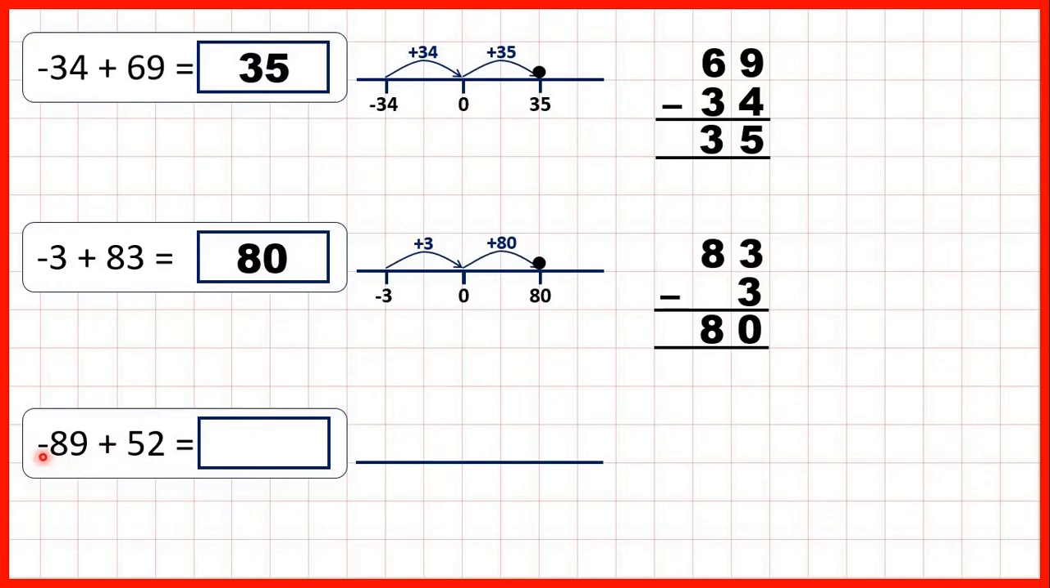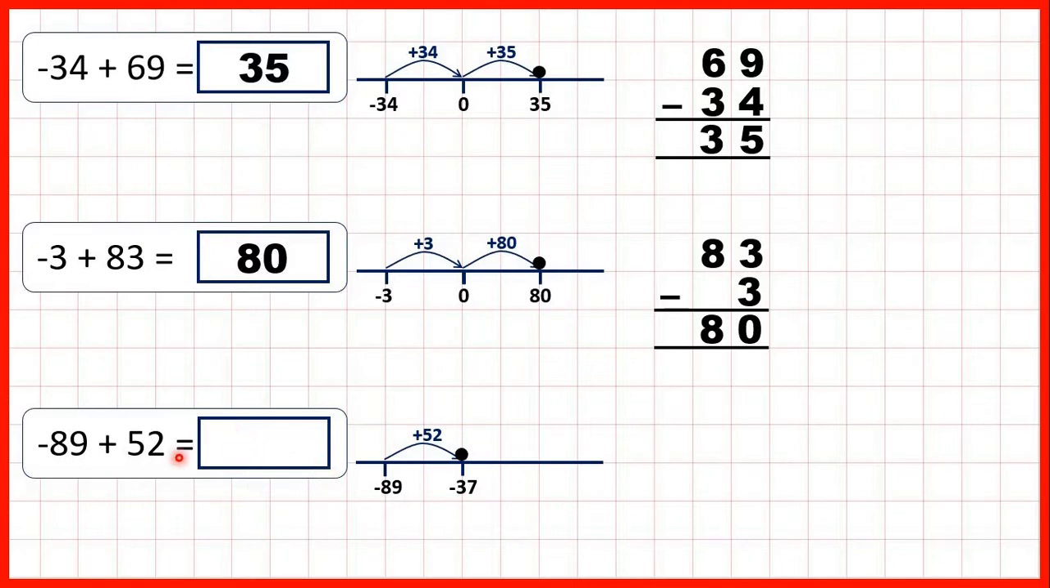Now we have minus 89 plus 52. So for this question, our answer is going to be a negative number, and that's because 52 is less than 89. So from minus 89, adding 52 will take us to minus 37.